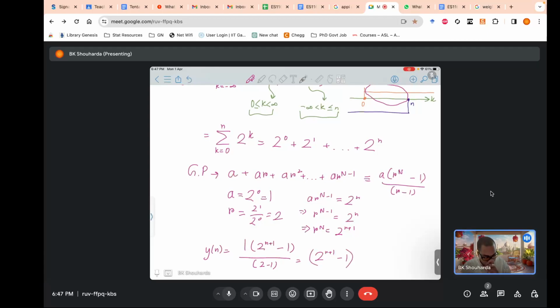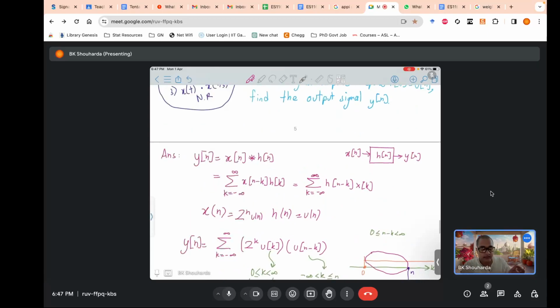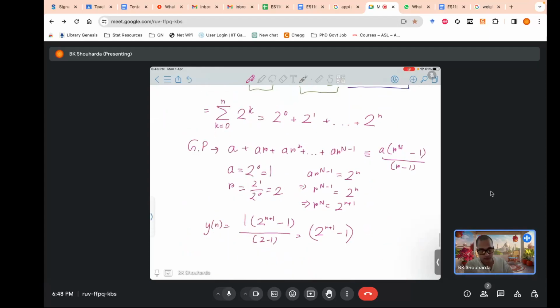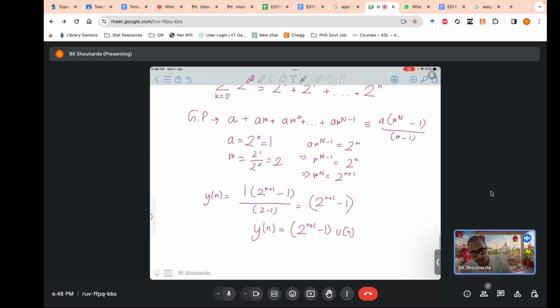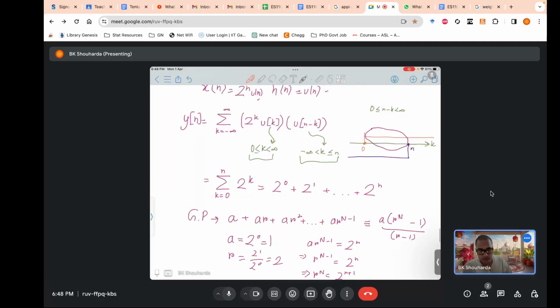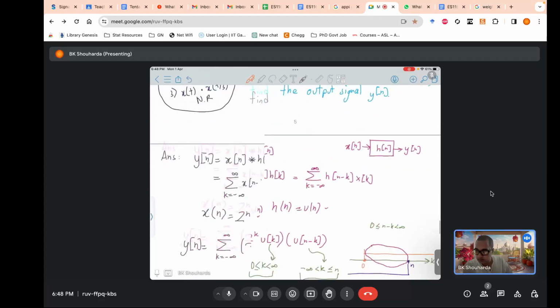All of this is valid when n is greater than 0, because otherwise things are starting from 0. It starts from u of n, this one also starts from u of n, so y of n should have the u of n component as well: 2 to the power n plus 1 minus 1, times u of n. Alright, so this is our output of the LTI system. Now let's look into question number 6.